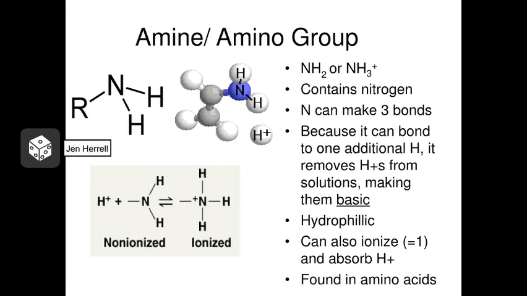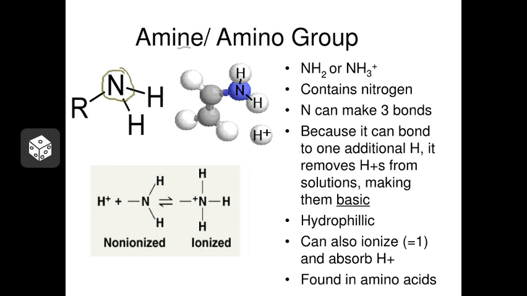Next, we have the amine or amino group. Now, some of the previous functional groups were nice because their names kind of told you what atoms were involved. That's not the case with the amine amino group. The way that I remember what an amine or amino group contains is that these words contain the letter N, and the key component of an amine or amino is a nitrogen. So N for nitrogen, amine, amino has an N in it.